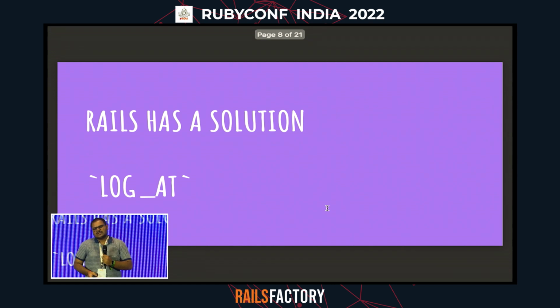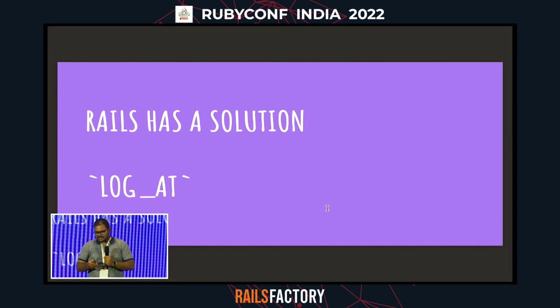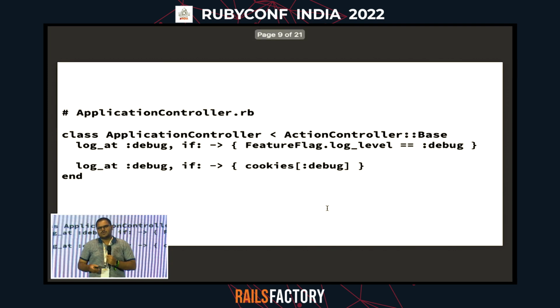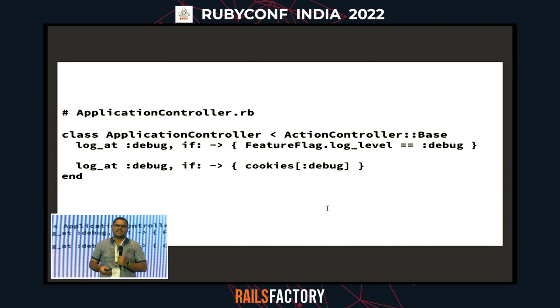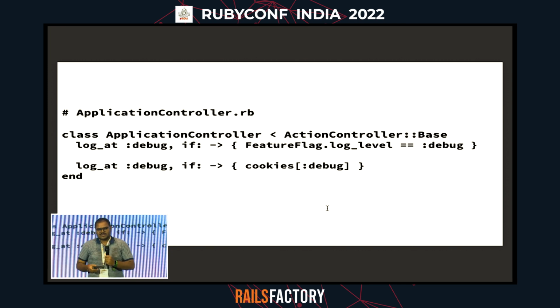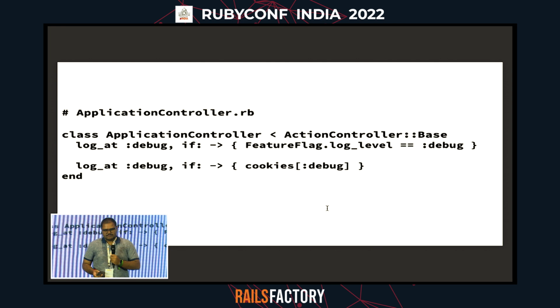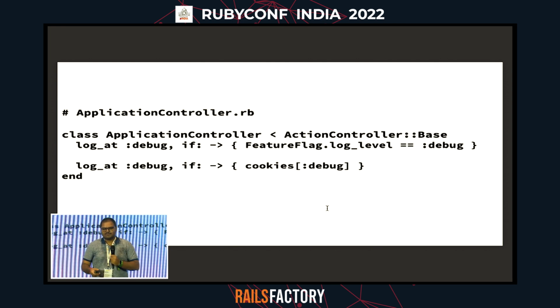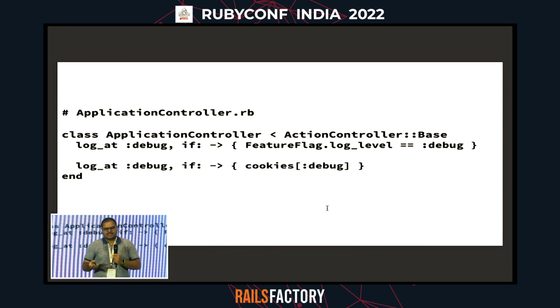So Rails has a log_at macro or class-level method that you can add at the controller level that will help you change the log level at runtime. If you see the method definition, it is really simple. We pass the log level and an if block, and if that block evaluates to true, we will change the log level for that request.